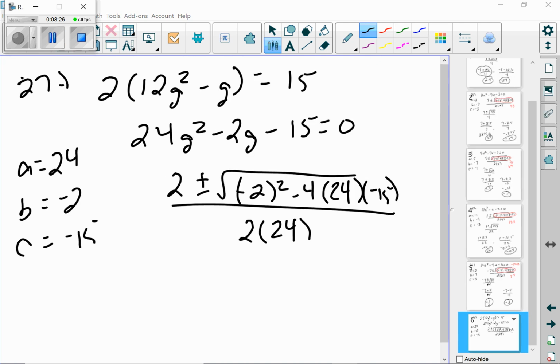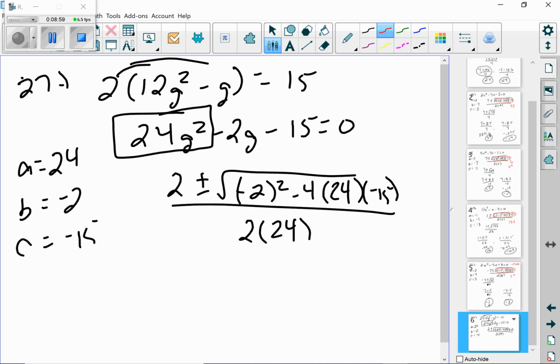Okay, 27. This is a sort of unusual problem. I do this a couple of ways. I just distributed the 2 across the parentheses at the top right here to get 24g squared minus 2g, and then I moved the 15 over to get negative 15. So we, again, get it set equal to 0. Always move everything to one side. I always like to have my squared term as a positive. You don't have to, but I do. So I always work the problem so that I move the squared term so it's positive, and then move everything else with it. Okay, that's just me.